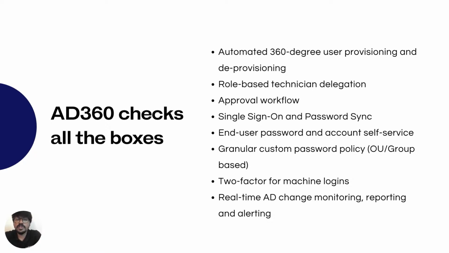So AD360 can give you the 360-degree automated user provisioning and deprovisioning. You get in-depth Active Directory reporting. You can create help desk technicians in AD360 based on the roles and responsibilities you have created. And it can also be your identity provider, do single sign-on with various applications. You can create custom password policy requirements that can act on top of your Active Directory password policy. And you can have two-factor authentication for machine logins, OWA logins, and VPN logins. And you could also track real-time AD changes, both on-prem and Azure, set up alerts, and also monitor those changes. So I would say AD360 would be that ideal IAM solution for you guys.